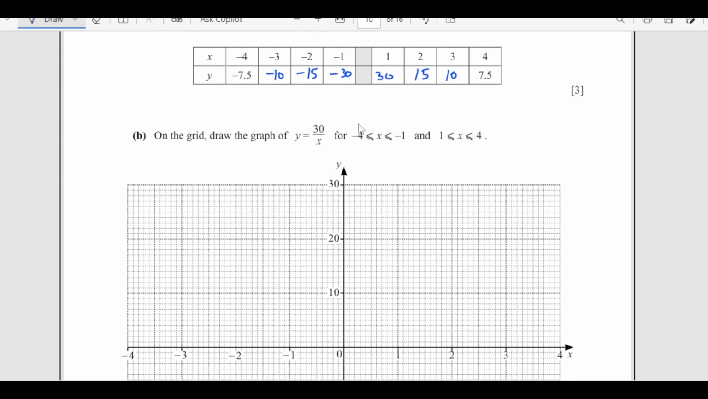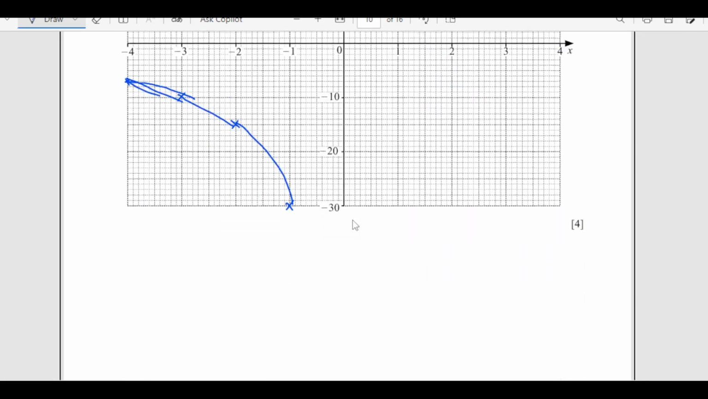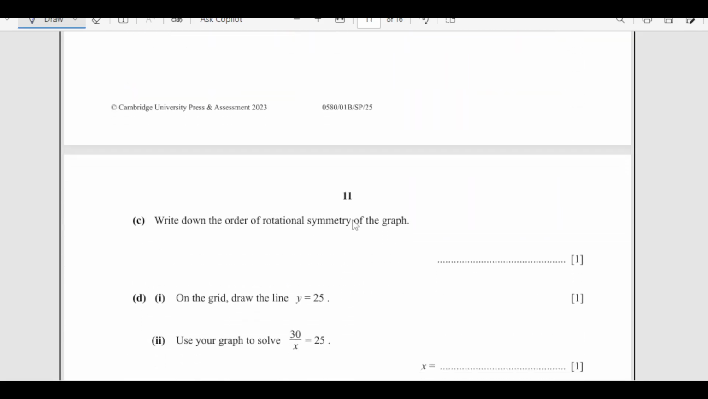So x is 1, y is 30; x 2, y 15; x 3, y 10; x 4, y 7.5, right. Then you join these with a freehand curve like this. Okay, so this is done, and this was 4 marks, easy. Now write down the order of rotational symmetry. This kind of graph always has order of symmetry 2.